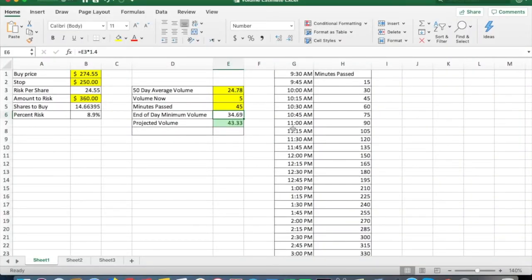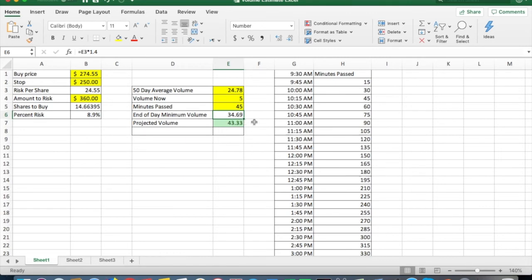Okay, everybody, so we're back now, and we're looking at the Excel. Let's say I had a stock, and the stock had a 50-day average volume of 24.78 million shares traded a day, and the volume now was 5 million. Okay, and what time was it? Let's say it was 10:15, so I put the 45 in there. We would want this stock to have a minimum volume of 34.69 million to be 40% above the 50-day average volume. And this green number here is telling us the stock is projected to have 43.33 million volume.